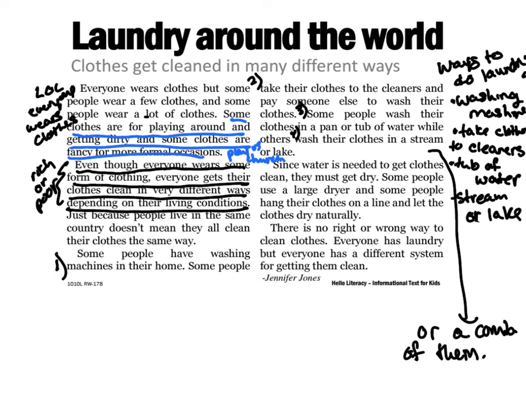Since water is needed to get clothes clean, they must get dry. Some people use a large dryer. Some people hang their clothes on a line and let the clothes dry naturally. So there's two ways that they can do it. First dryer or hang the clothes. And you know what? I've seen people here in the United States do that, and it's by choice. They have a dryer and then they want to hang them up to dry themselves.